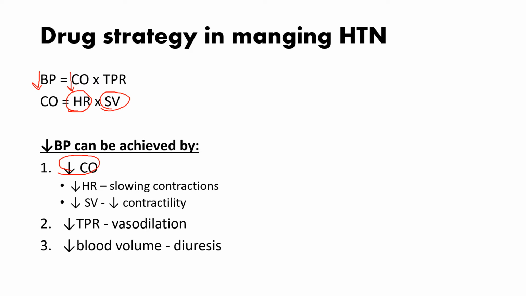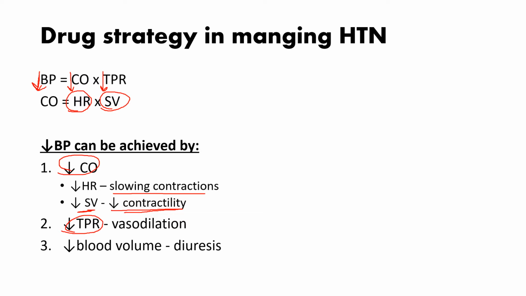Reducing heart rate is basically slowing down the contractions of the heart so it beats less per minute, and decreasing our stroke volume. And we can achieve that by decreasing the contractility of our myocardium. We could also decrease our blood pressure by decreasing total peripheral resistance. So if you look here, if we decrease total peripheral resistance, we also decrease our blood pressure.